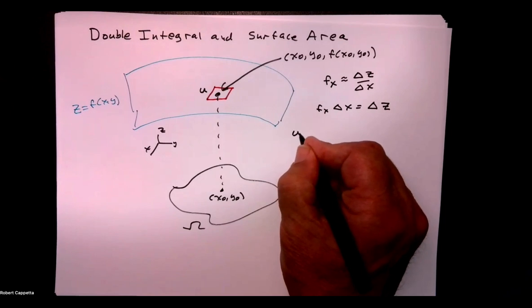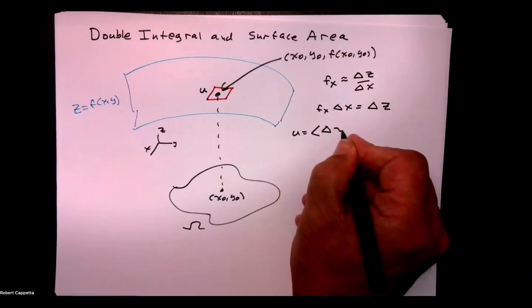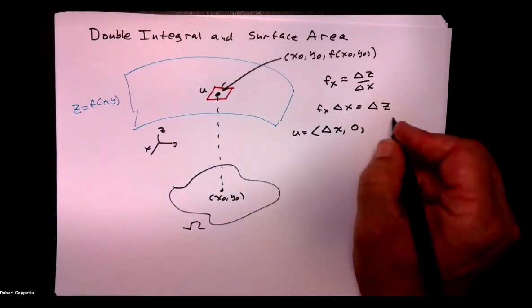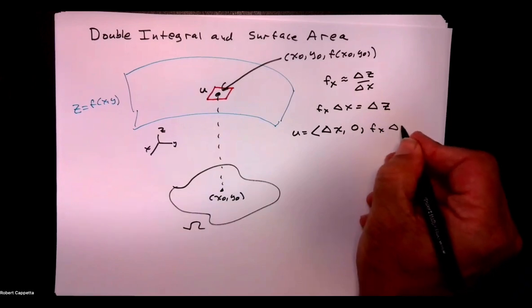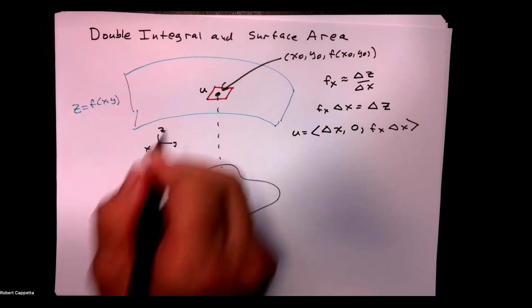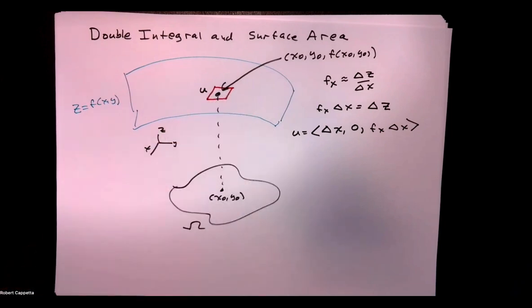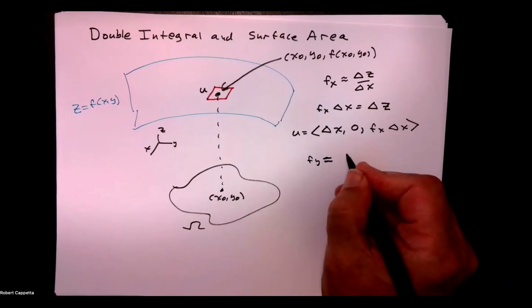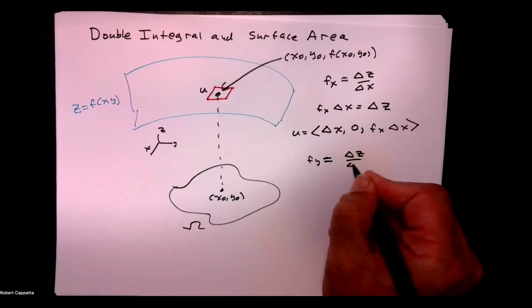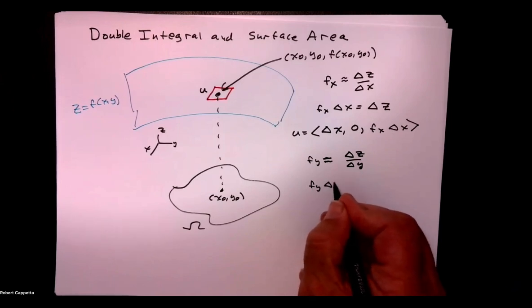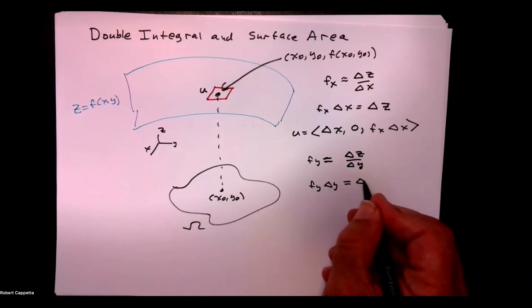So what is that vector u? Well, the change in x is the change in x. There is no change in y. And what did we say the change in z was? We said it was f sub x times the change in x. So that's that vector u that is going to help define our little itty bitty tangent plane. So that was with a discussion of f sub x. How about f sub y? What do we say about f sub y? F sub y is approximately equal to the change in z over the change in y for small change in y. So again, f sub y times change in y should be basically equal to change in z.